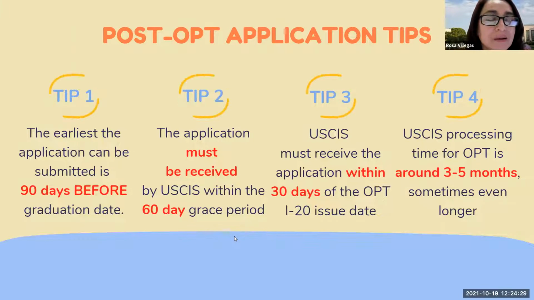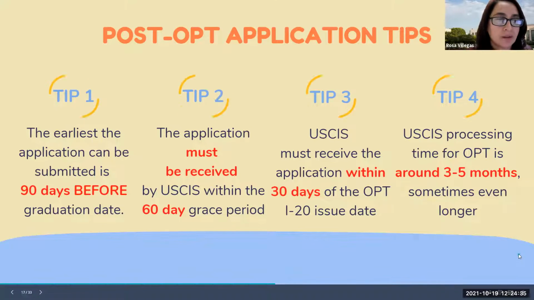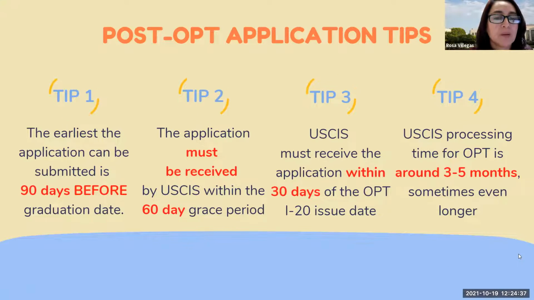Keep in mind that we do not give you the approval, it's USCIS, so we cannot control how long they're going to take. But we also know that the requirement is that USCIS must have your application no later than the 60-day grace period after graduation. So for example, for fall, the last day of the semester is December 12th.